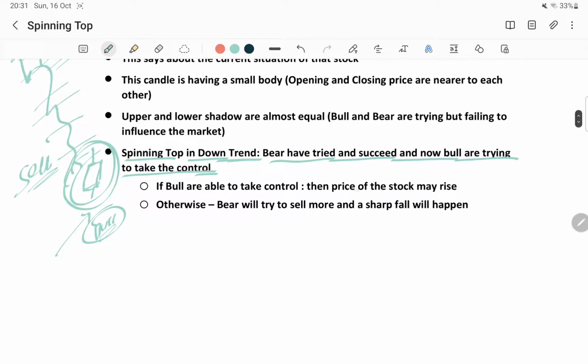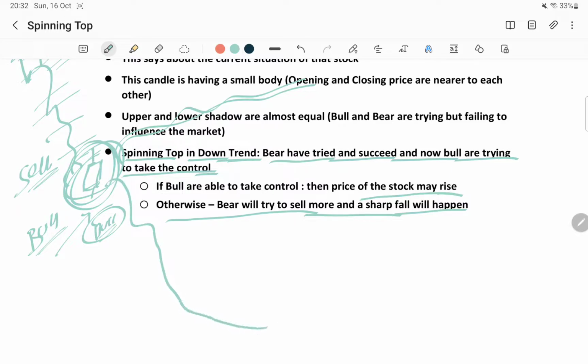If the bull are able to take control of this particular stock, then the price may rise. Otherwise the bear will take control and sell more, and a sharp fall will happen. If the bull take control, the stock will rise. If the bear take control, the stock will fall. So the spinning top does not give a direction, but it says that something is happening in the market. A lot of fight is happening between the bull and bear. If the bull succeed, the price may go up. If the bear succeed, the price may come down. That is what the spinning top tells us.